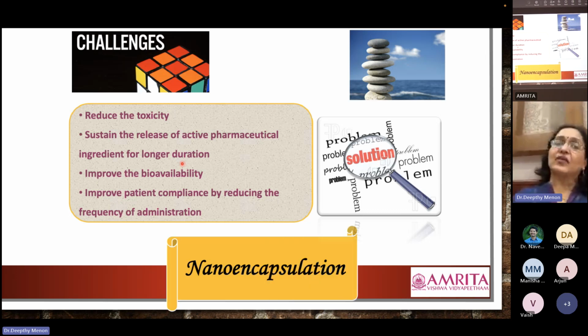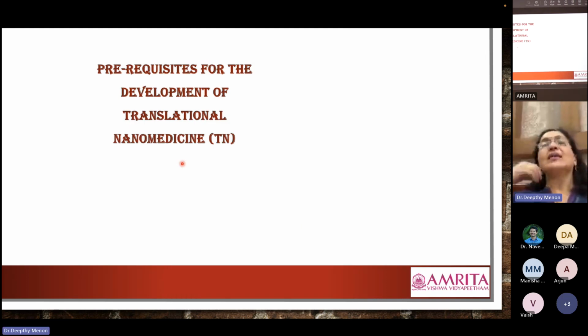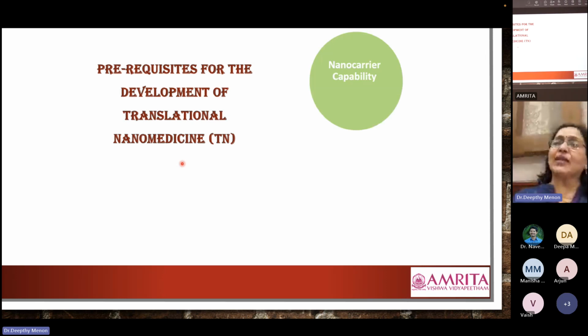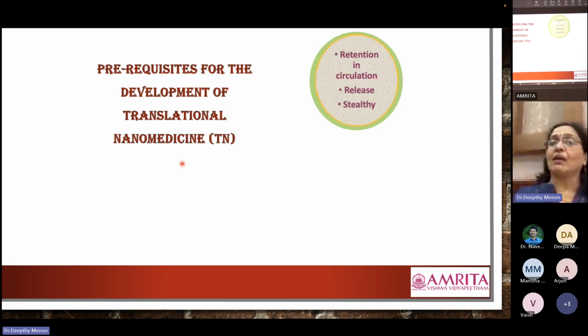So we started with this work. This is a clinical problem, okay? So we understand that we are moving towards translational nanomedicine. When we think of translational nanomedicine, we are thinking about nano encapsulation. So we want a carrier. Think of a ball into which you want to put the drug. So that's a carrier. The nano carrier should be in circulation for a long time if you are intravenously injecting it. It should release the drug over a long period of time, and it should have stability.